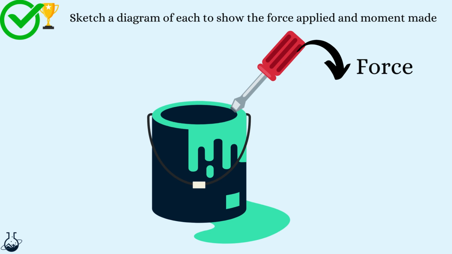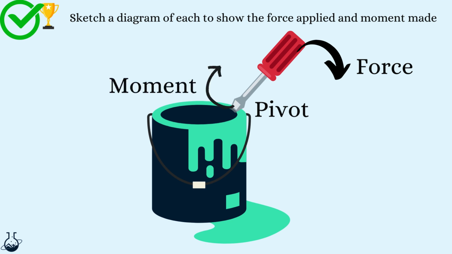And finally, opening a can of paint with a screwdriver. It's very hard to do this with just your hands, hence the use of a screwdriver, which acts as a lever. Applying a force down on the screwdriver moves it about a pivot at the point of contact between the screwdriver and lid, causing a moment and lifting the lid in the process.